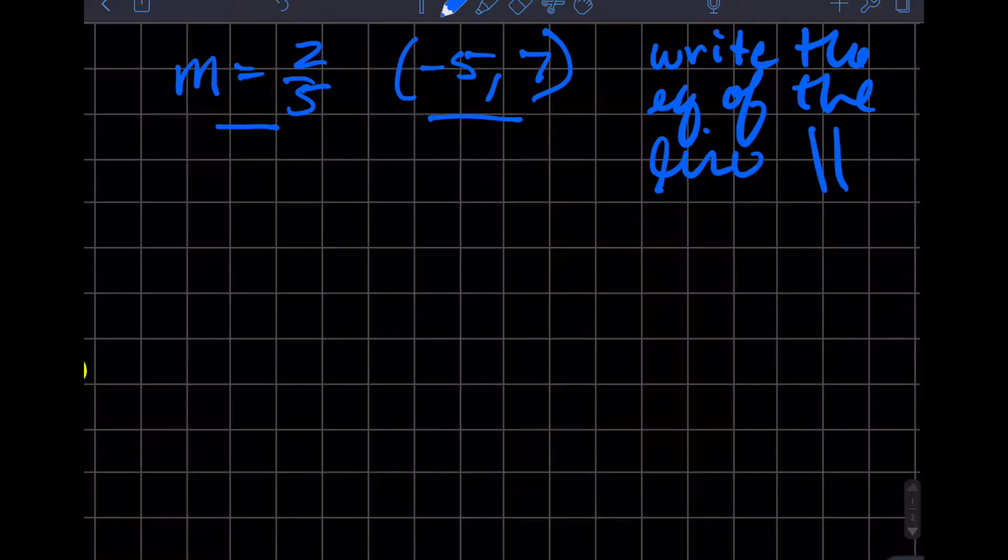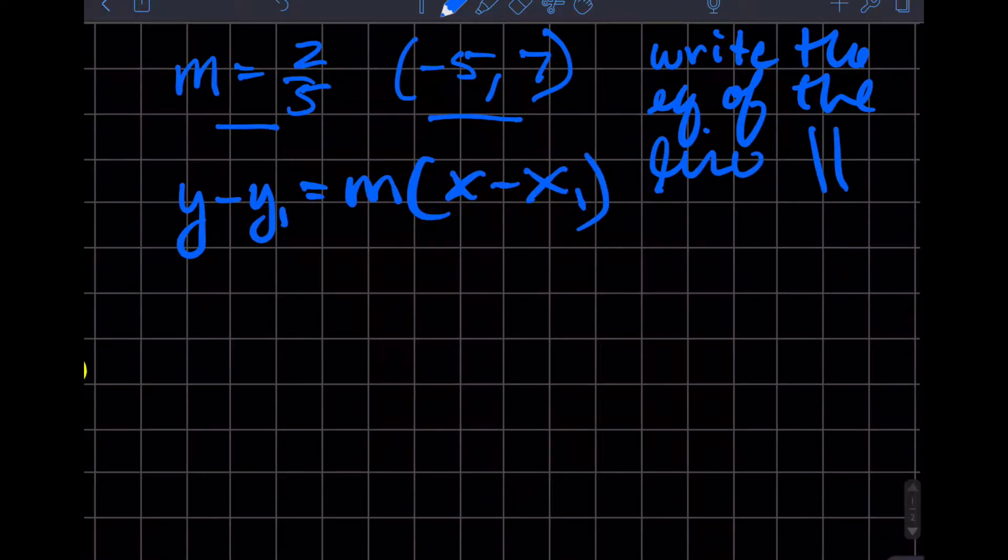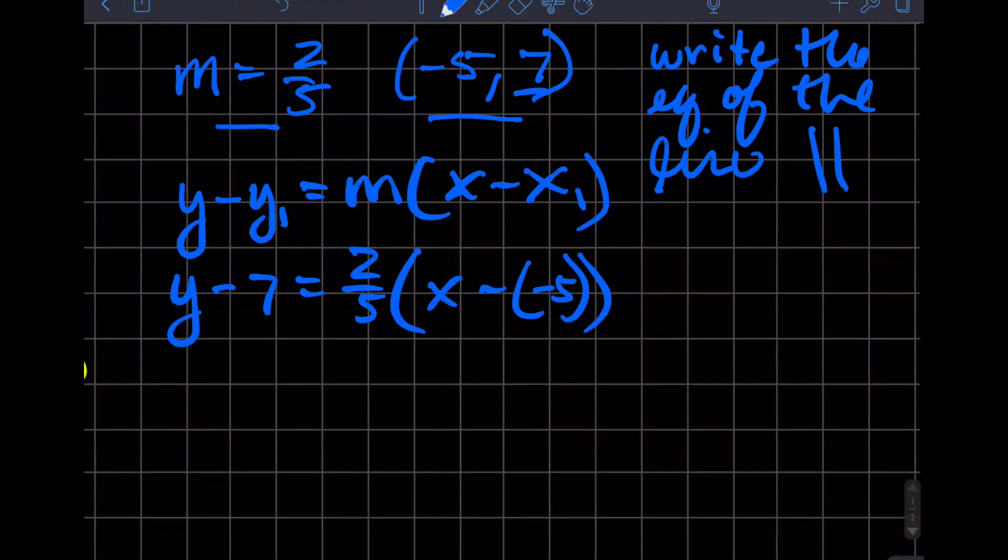And this is where that point slope form comes in very, very handy, because I can do the following. Since I'm given the slope, I can just write y minus y1 equals m times the quantity x minus x1, and I can just substitute the 7 in for this y1, write down the slope 2/5 and x minus x1, which was -5. And so I get y minus 7 equals 2/5 x plus 5.